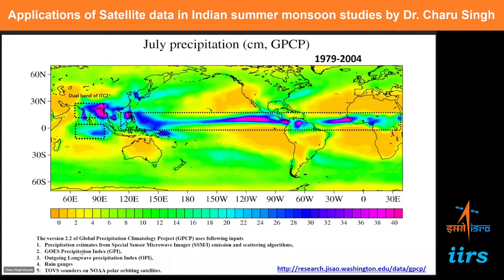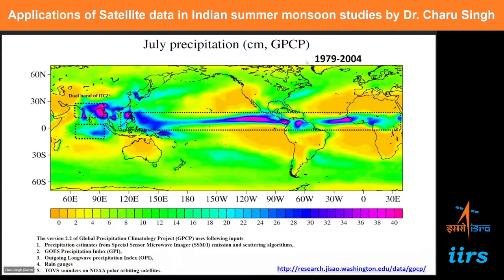It also uses GOES precipitation index as an input. It uses outgoing longwave radiation precipitation index (OPI), rain gauges dataset wherever the ground-based network is available. The datasets are also used as an input for the GPCP. And TOVS sounders on NOAA polar orbiting satellite also act as the input for this particular product.